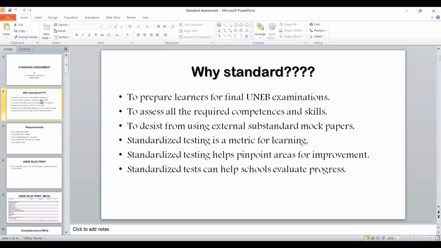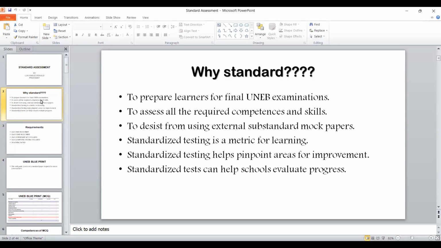Two, to assess all the required competences and skills. We must ensure that they are appearing in the papers. But many of us, we don't mind about this. You end up setting a full paper, let us say for subsidiary ICT, with one skill, scenario based, as if you were in a new curriculum. Three, to desist from using external substandard papers.